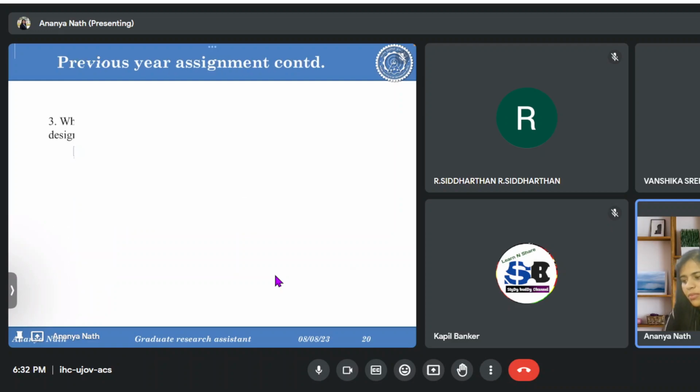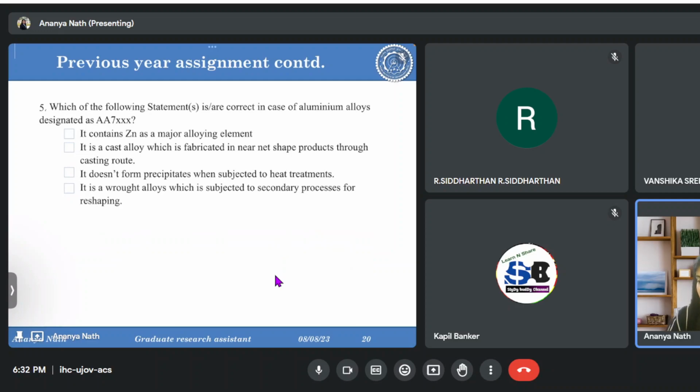The next question is, which of the following statements is or are correct in case of aluminium alloys designated as AA 7000? It's the 7000 series. So what is the main constituent element? Zinc. So it contains zinc as a major element. Is there any other thing which seems to be correct? Is it heat treatable?